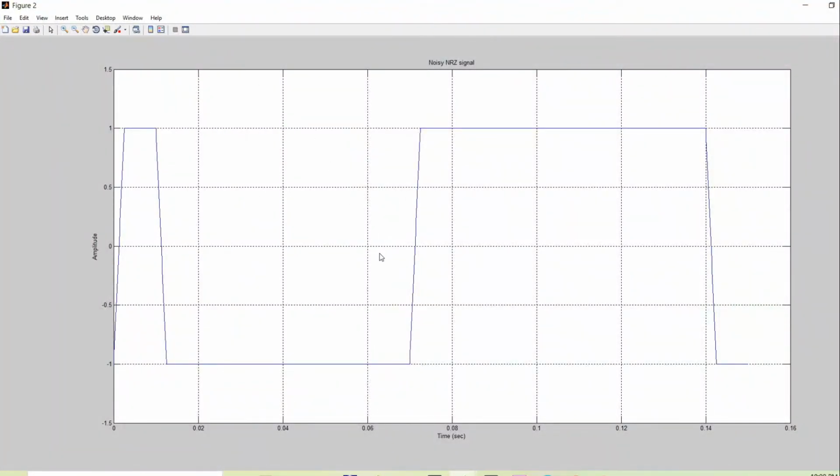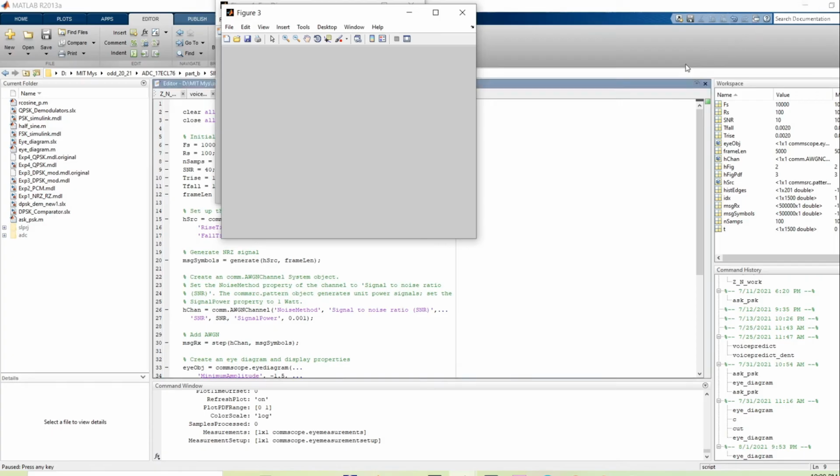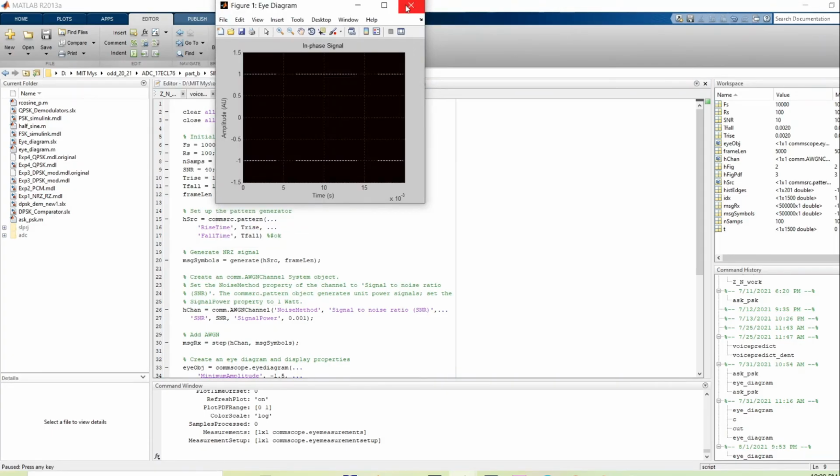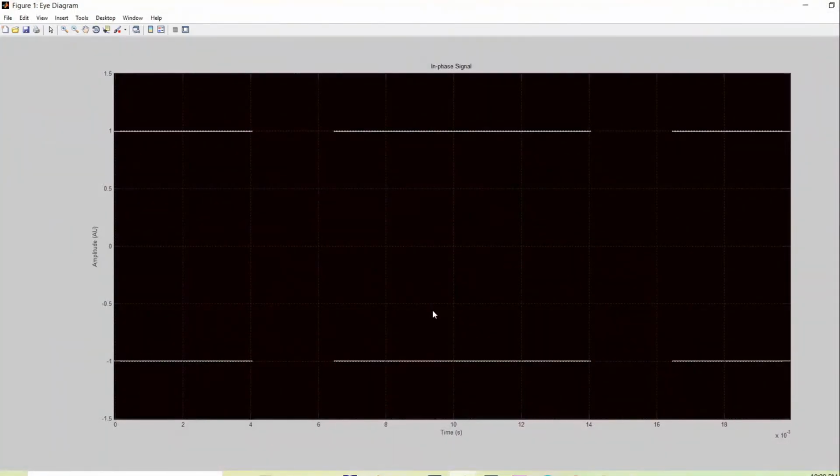Here you can clearly observe that the signal is very clean, that is it is not having any additive noise, but there is rise time and fall time. When it comes to its eye diagram, you can clearly see that it is like a complete rectangle, so peak noise is not there, correct?